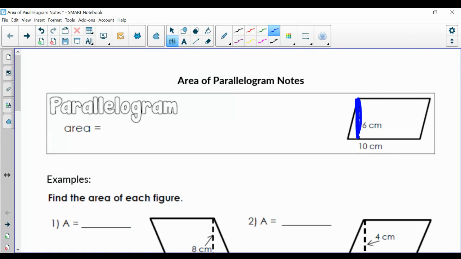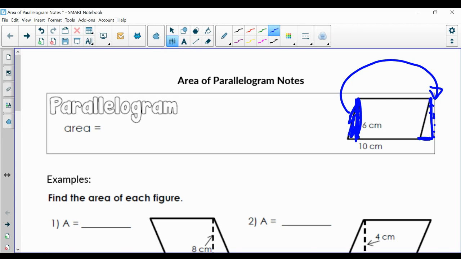So what would happen if we actually cut off this little triangle piece of this parallelogram and we moved it to the other side of the parallelogram? What would happen? It would form a rectangle. Did everybody see that? So now this piece is gone, and then this piece is right here. So it forms a little makeshift rectangle. And so that's why the formula is very similar in that you're only multiplying two numbers together.